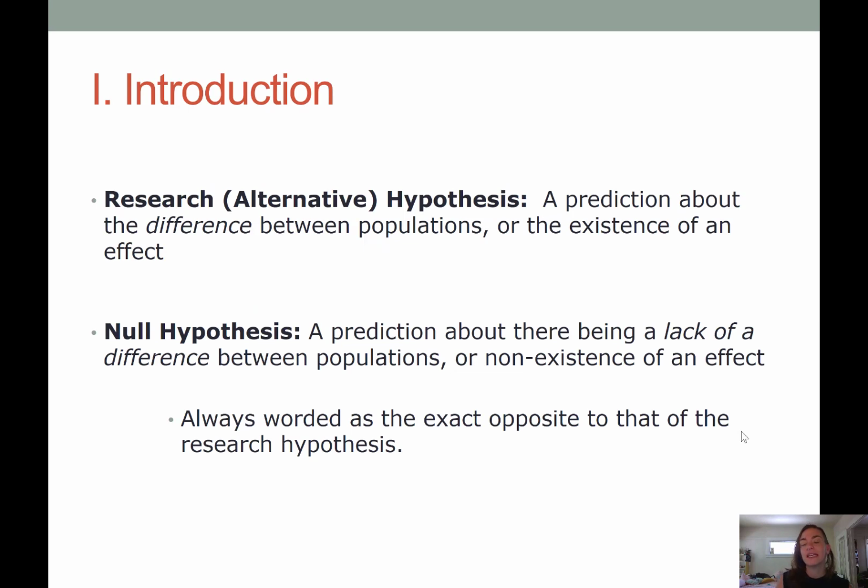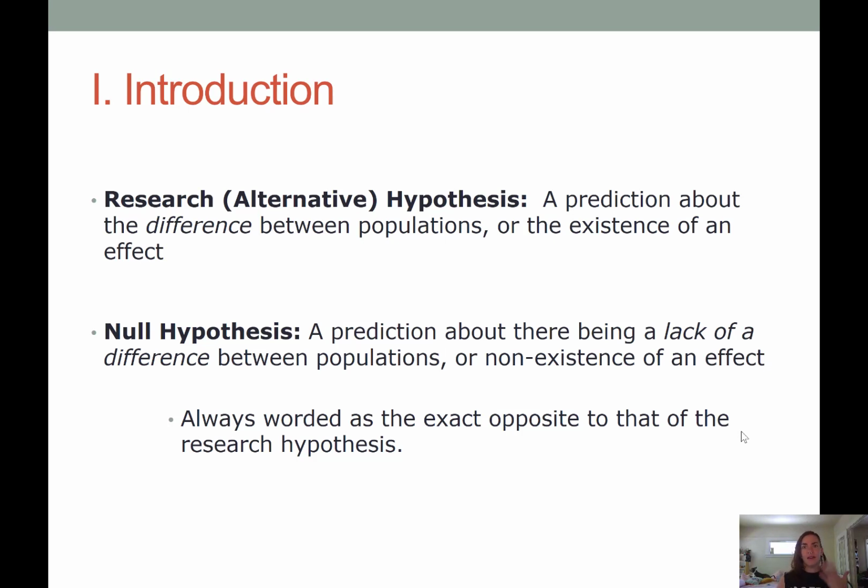When we actually get into the process of hypothesis testing, we distinguish between two different hypotheses. We have a research hypothesis and what we call a null hypothesis. The research hypothesis, sometimes also called the alternative hypothesis, is the prediction about a difference that we expect to see or some sort of effect that we expect to see in our study. So if you think that groups will be different from one another, then your research hypothesis is that the mean of group A will be different than the mean of group B.